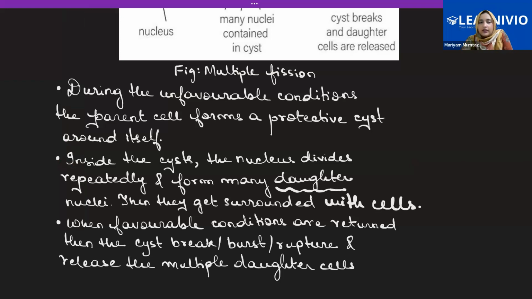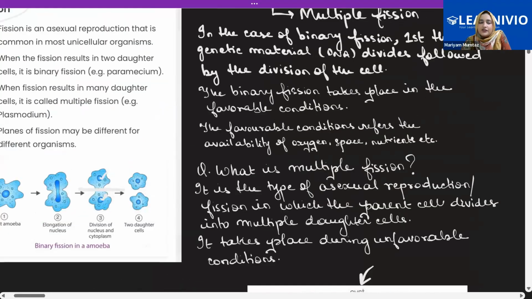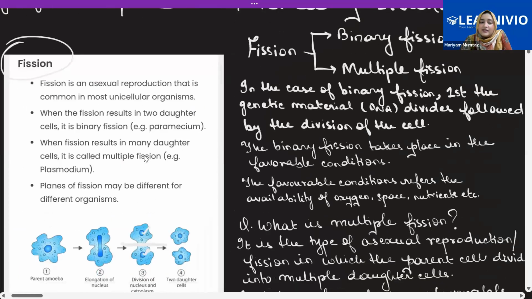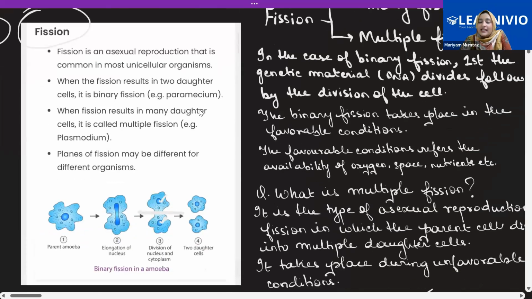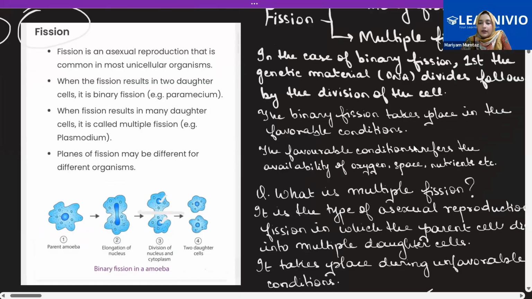So this was about multiple fission, which comes under one type of fission, right? So fission is basically of two types. We have binary fission, we have multiple fission. Now this binary fission takes place in the case of paramecium and amoeba, whereas multiple fission takes place in the case of plasmodium. Is it clear to everyone? Does anyone have any doubts? No, ma'am. Okay, very good.